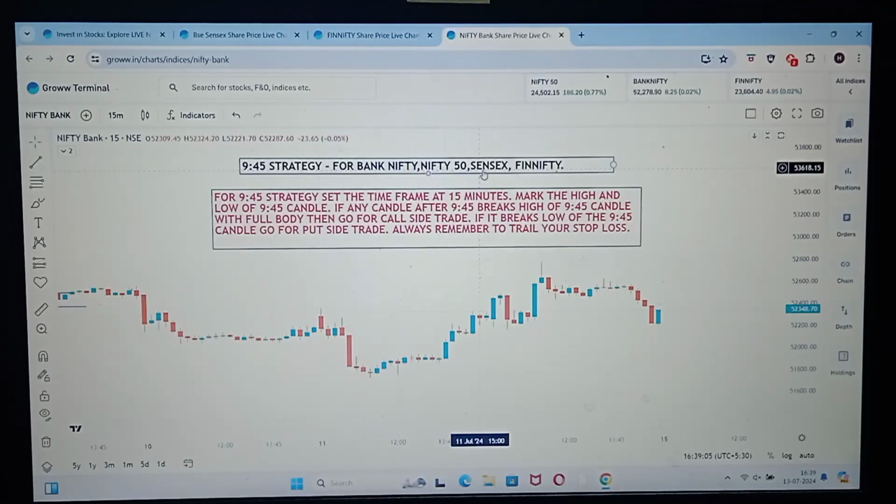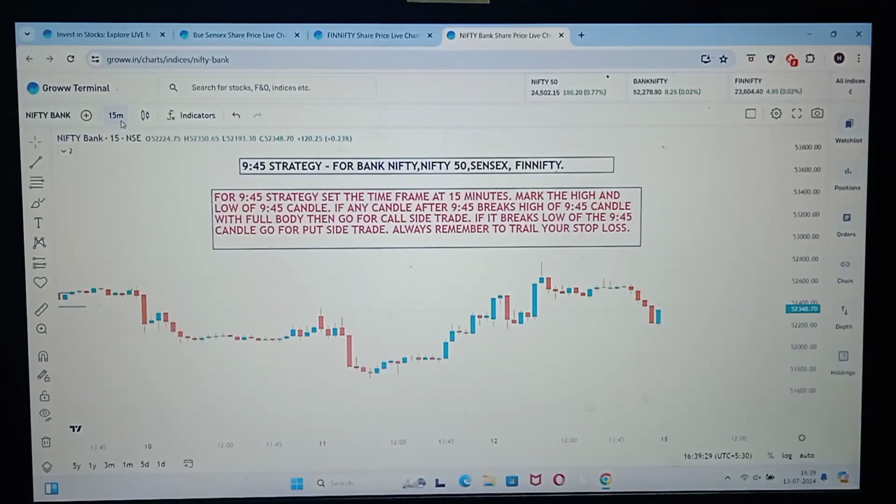Nifty 50, Sensex and Finnifty. These are the four indexes in which we can trade using this strategy. So we will see all the backtesting in this tutorial in all the four indexes. So for the 945 strategy, set the time frame at 15 minute, we will set it from here.